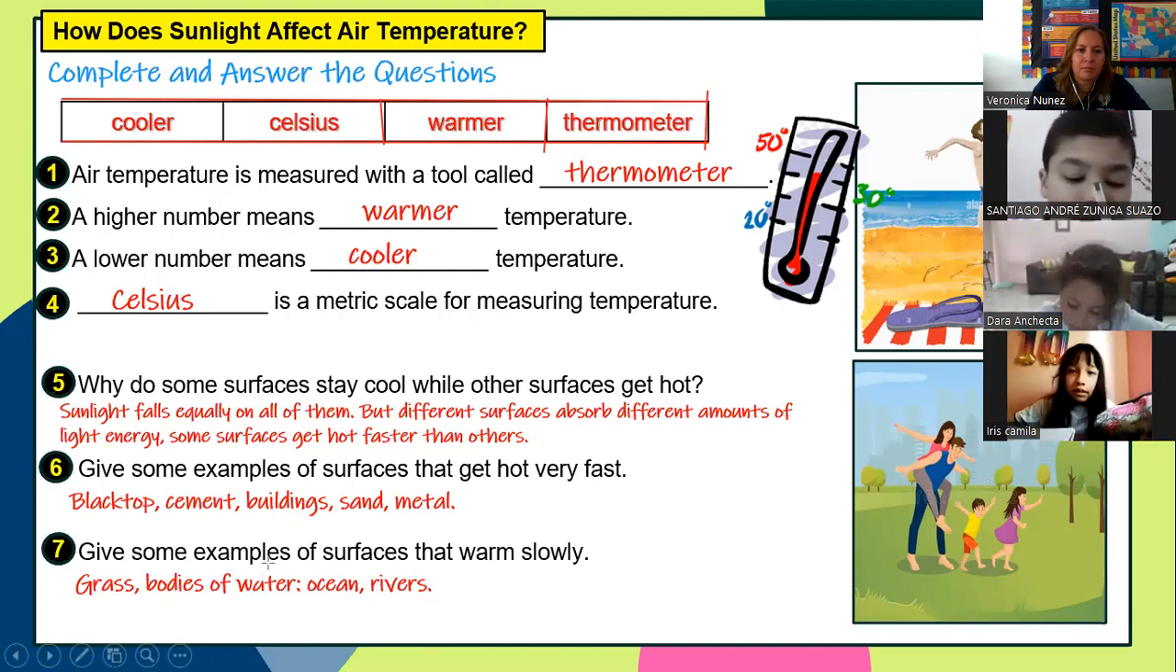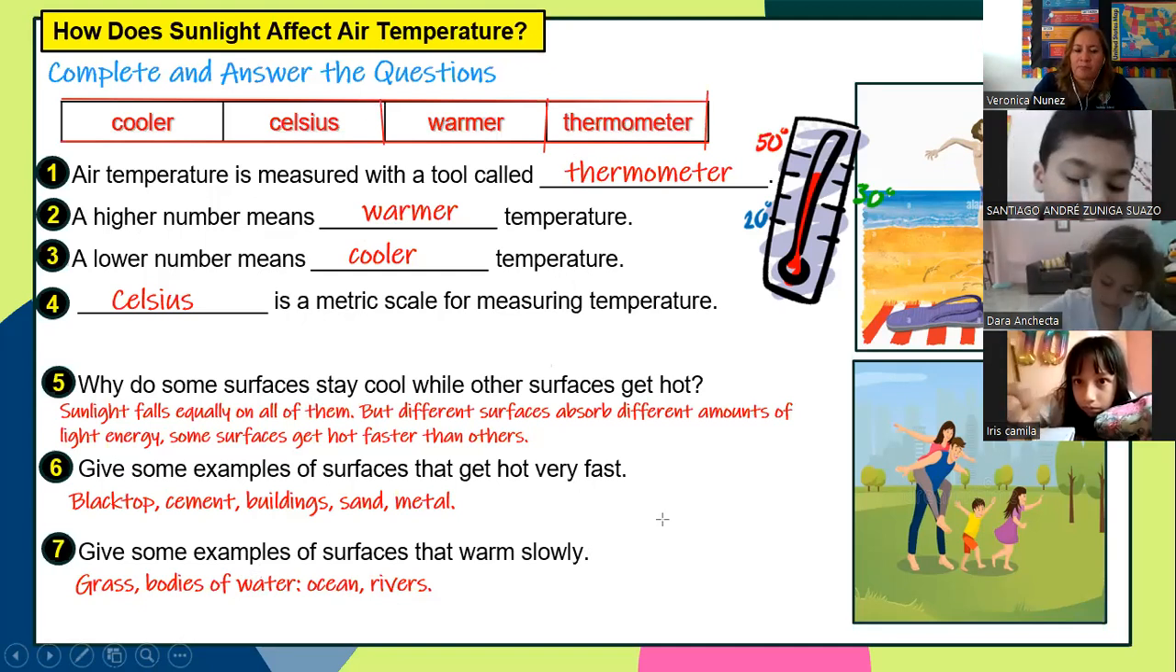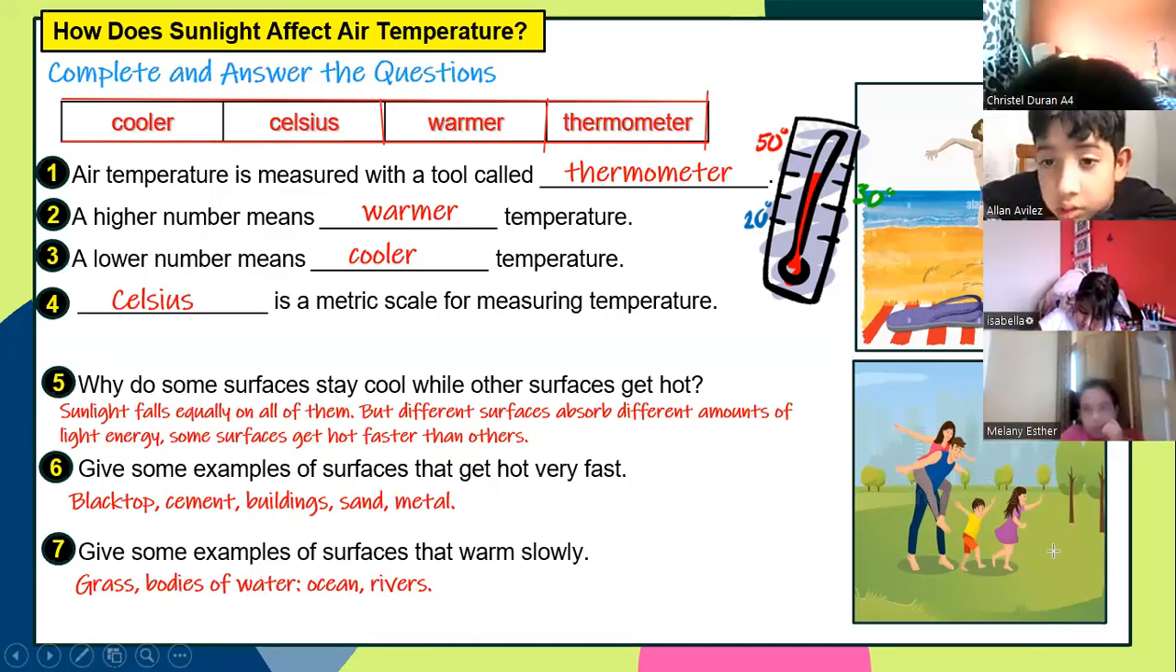Miss, these are the questions that appear in the homework. Some of them, like a higher number means warmer temperature, for example. Yes, it's going to help you to answer the homework.